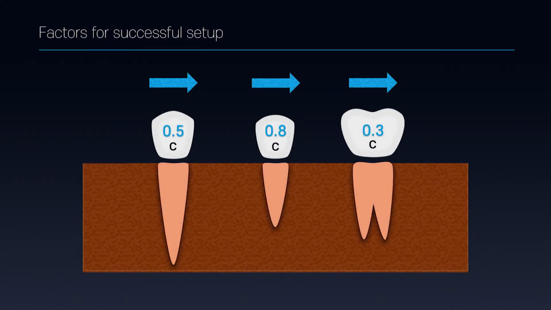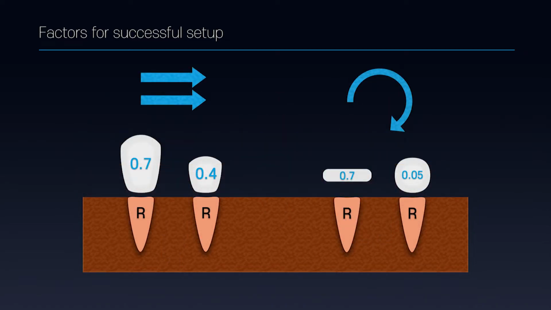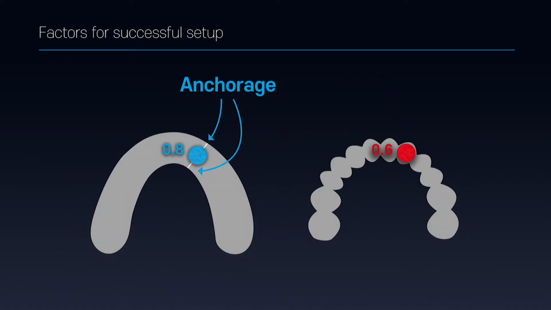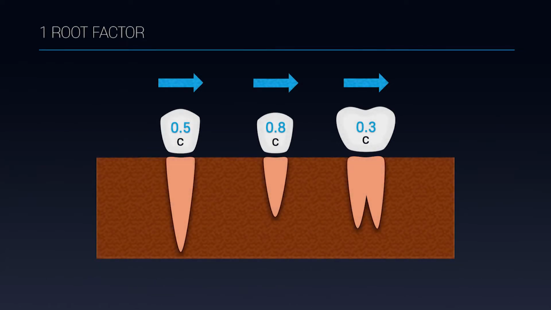There are three key factors for a successful setup: the root, crown, and sheet. The movement of the root is affected by the resistance of the alveolar bone. If you move long, short, and multi-root, you have setup success rates of 50%, 80%, and 30%.